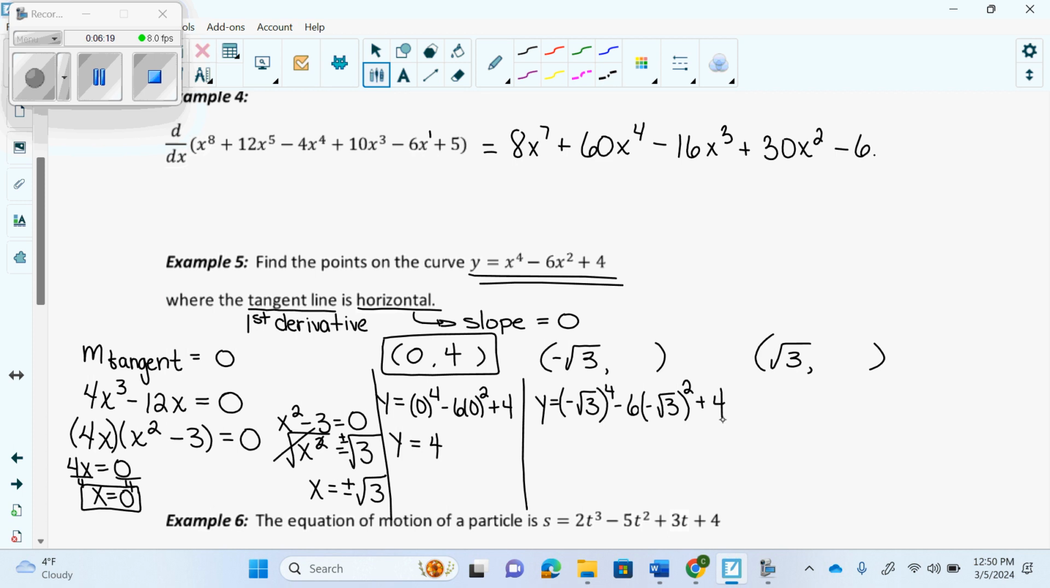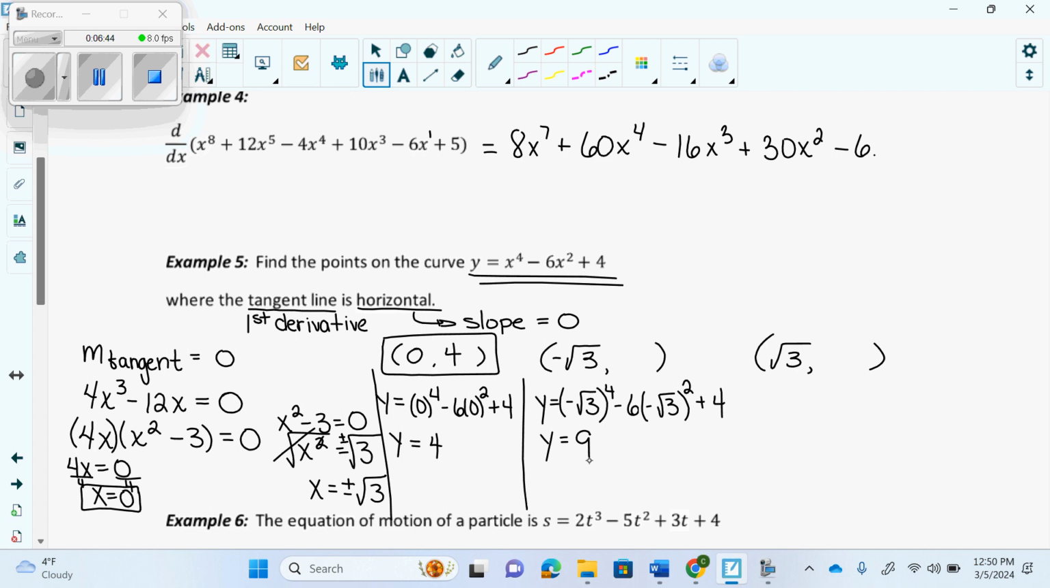What happens when you get a negative to the fourth power? It becomes positive, we know that. What happens when you get root 3 to the 4? What's it going to become? It's going to be root 3 times root 3, which is 3, times 3, which is 9.